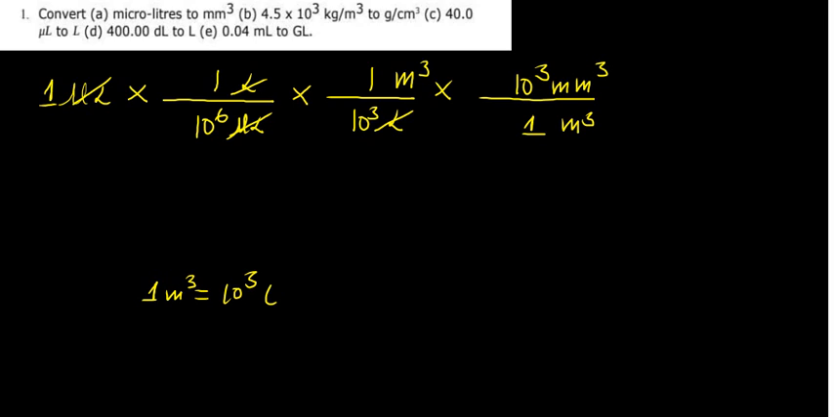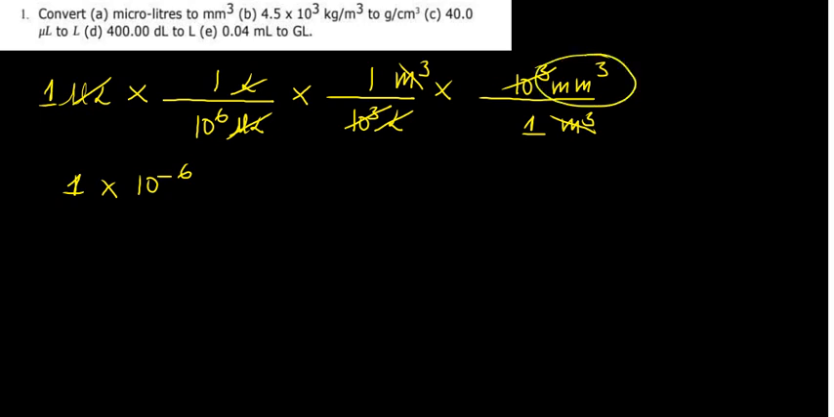Therefore, what we can see here is this meters cubed also cancel with this meters cubed. 10 to the power 3 will cancel with 10 to the power 3. So all we are going to remain with is the 10 to the power 6 down. And we can now write this as 1 times this 10 to the power 6, which is here. I can take it on top, it becomes negative 6. And then we don't have any unit here apart from millimeters cubed.